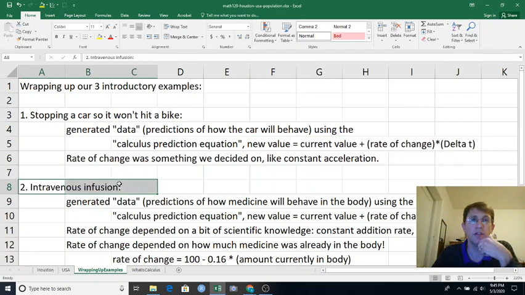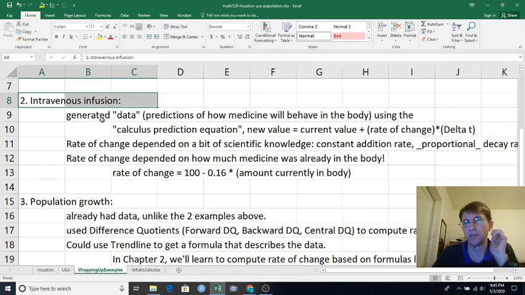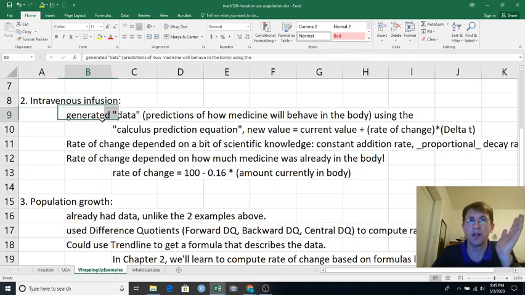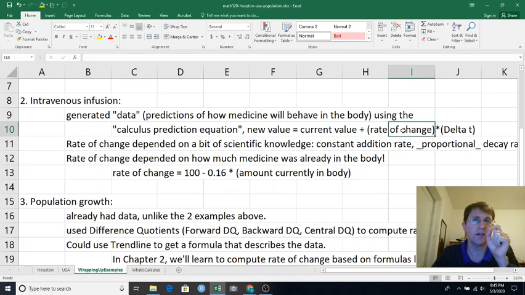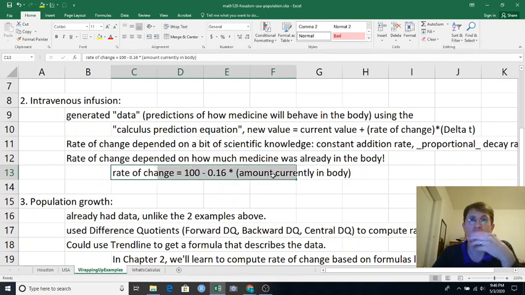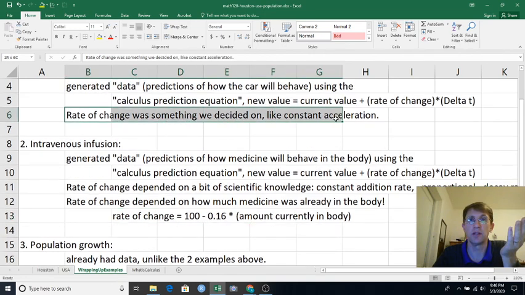In the intravenous infusion case, again, we said, let's maybe start with 0 medicine in the body, and we had our prediction equation based on the rate of change. But the rate of change itself, we weren't free to decide on. We had to know a little bit of scientific knowledge about how we were adding a constant amount every hour, but then we lost 16% per hour of whatever was in the body. That's something we can't really change, that 16%. We could change the infusion rate, but we had to determine the rate of change based on a formula rather than just trying different values.